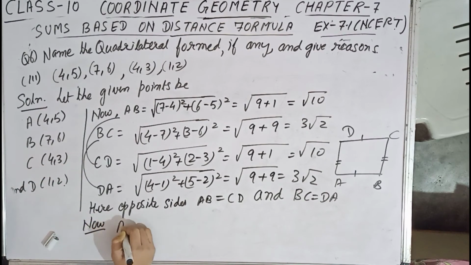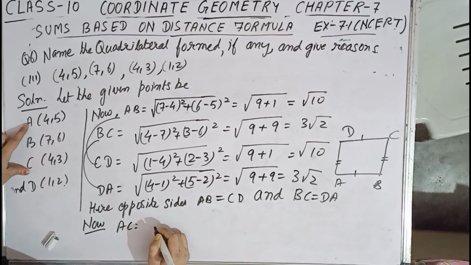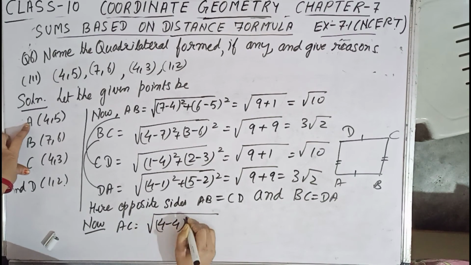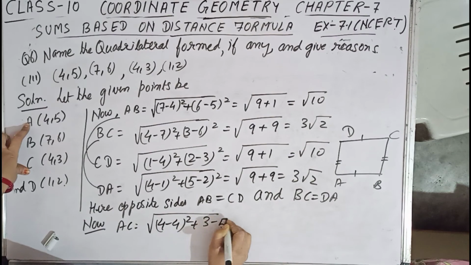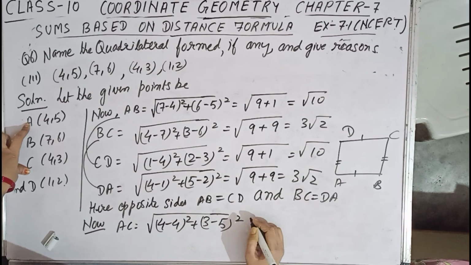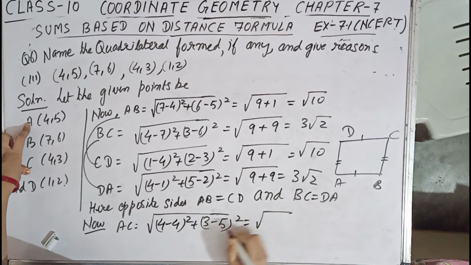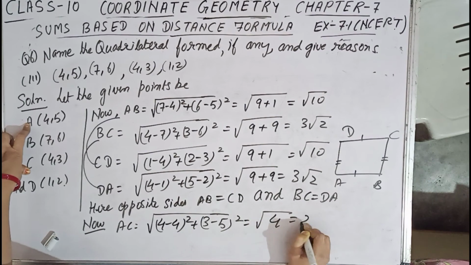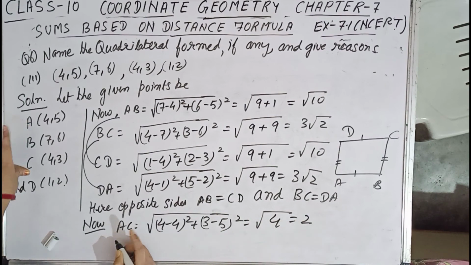Now AC equals the square root of (4 minus 4) square plus (3 minus 5) square. So this will be equal to 0 plus (3 minus 5), which is minus 2, square is 4, and the square root of 4 is 2. That is AC. Now let us find BD.